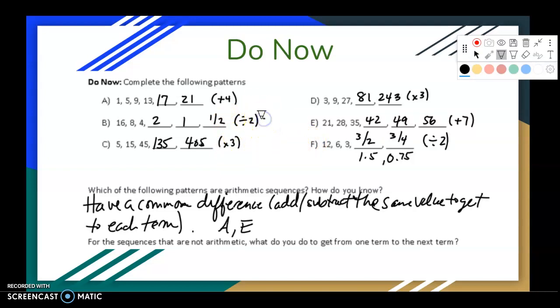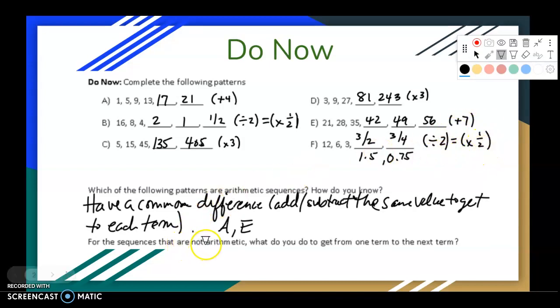You need to remember that dividing by 2 is really the same thing as multiplying by 1/2, multiplying by its reciprocal. Okay, 16 times 1/2 would be 8. Half of 8 would be 4. Half of 4 would be 2. Half of 2 would be 1. So instead of saying dividing by 2, I could also say that I'm multiplying by 1/2. And that's really important for geometric sequences.